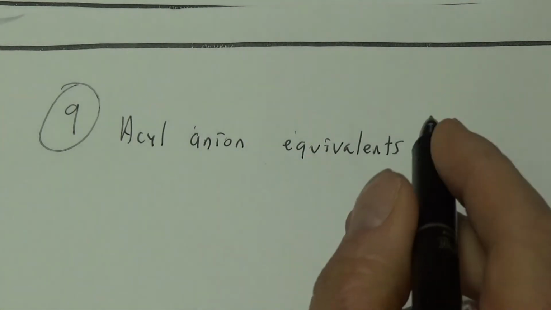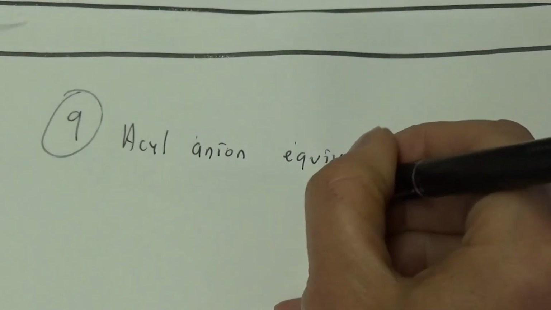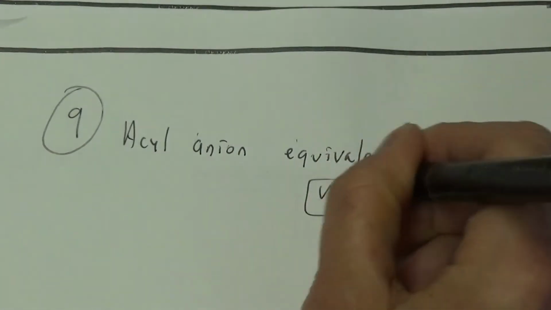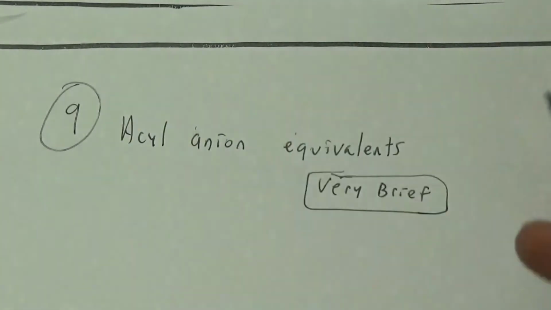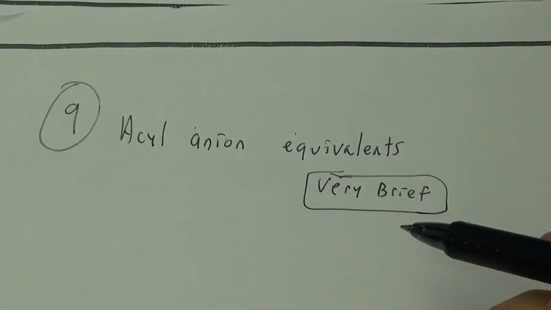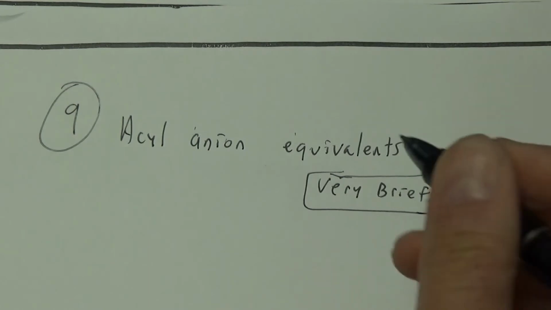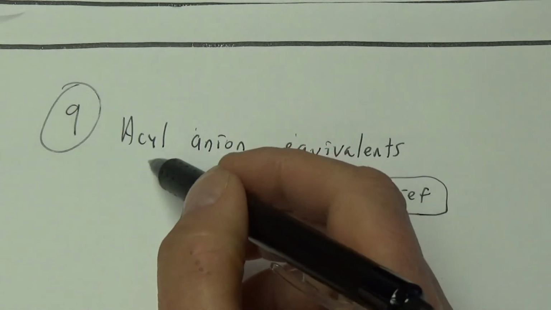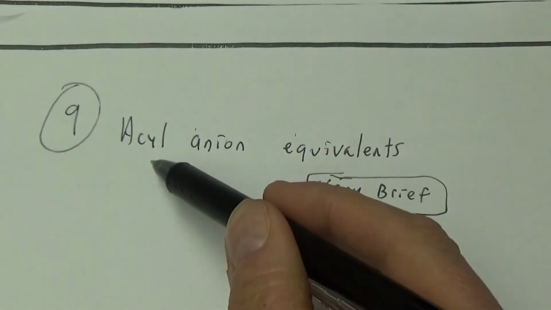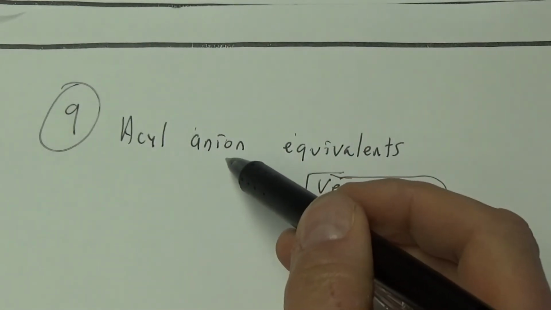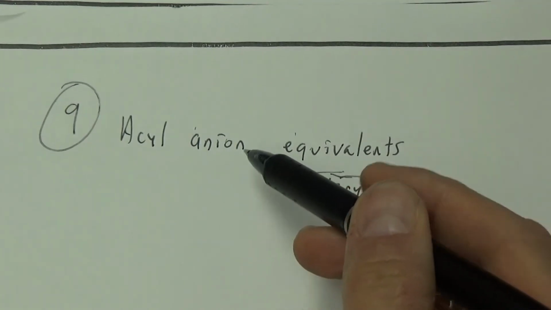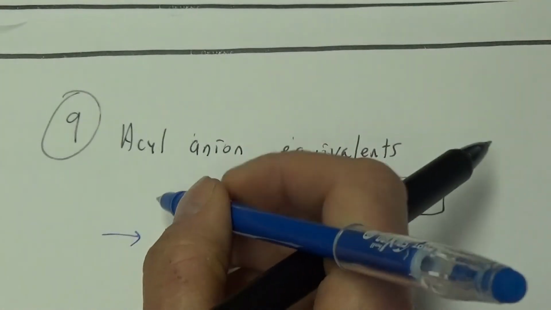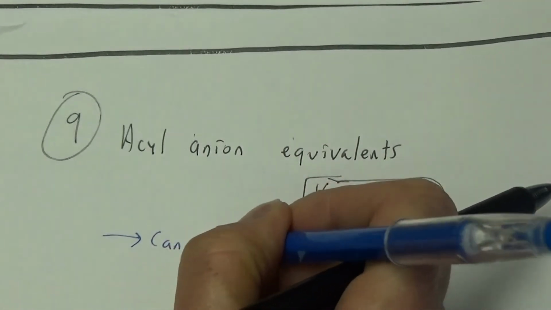What does this mean? We're going to give it a brief treatment. This could be a whole semester-long topic if we wanted it to be. Okay, so what is it? What is acyl? Acyl usually means carbon double bond O. Anion, we know what that means. It's a negative charge.